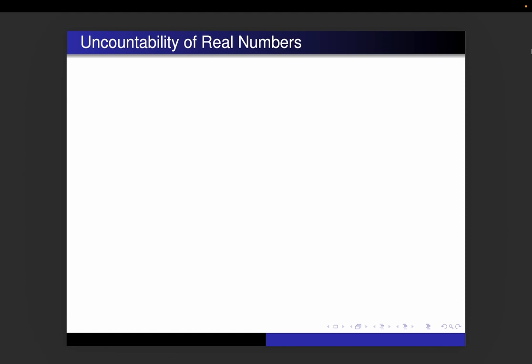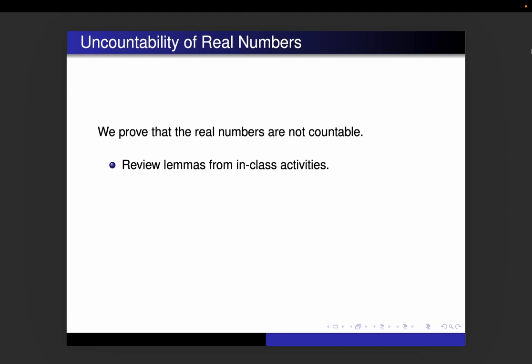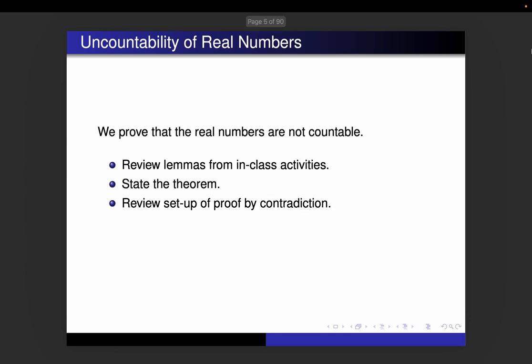By now, I'm hoping that you've looked at the in-class activities, and that should give you an idea of what the structure of the proof that the real numbers are uncountable is going to be like. So in this video, we're going to put the finishing details on that proof. We're first going to review lemmas from the in-class activities. We're going to state the theorem to remind us what it is that we're proving. We're going to review how we set up the proof by contradiction, what we're assuming, what it is that we're trying to contradict. And then we're going to prove the theorem.